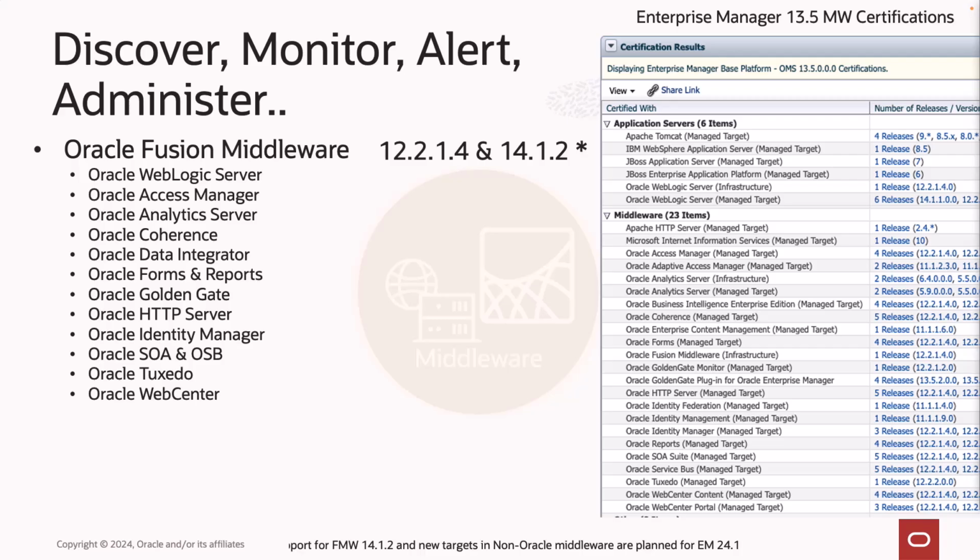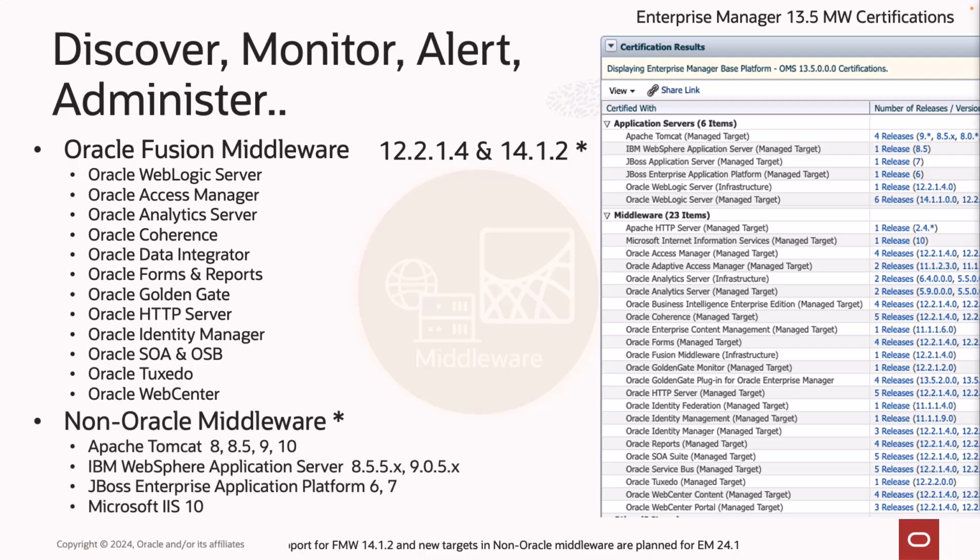Currently in Enterprise Manager 13.5, we support FMW version up to 12.2.1.4. And with the next major release of Enterprise Manager 24.1, we will support FMW 14.1.2. That includes Oracle WebLogic Server, Oracle Access Manager, Oracle Analytics Server, Coherence, OHS, IDM, SOA, and so on, as you can see on the screen. We also support non-Oracle middleware servers, which are Apache Tomcat, IBM WebSphere Application Server, JBoss, and IIS. So those are the middleware products we support.